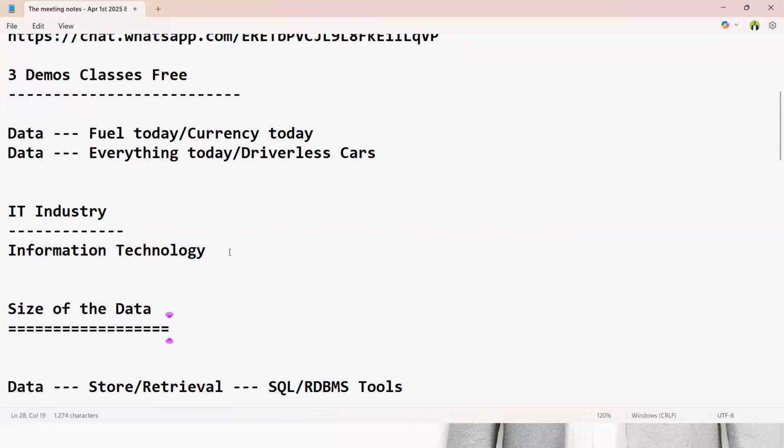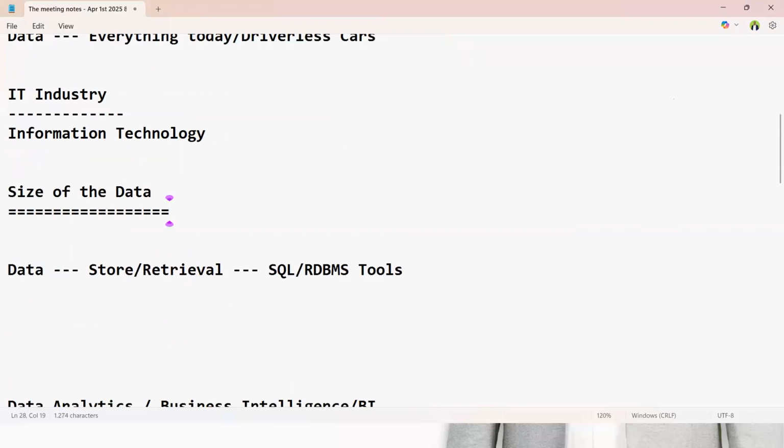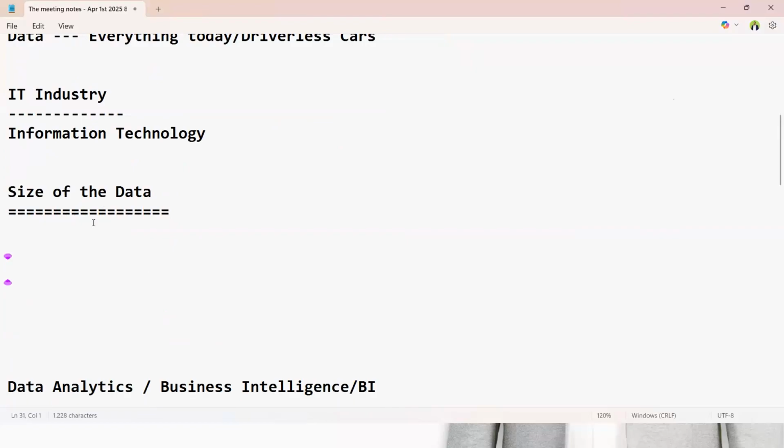Clear? So now let us understand a few more things. You are able to understand these things, right? Now it depends upon the size of the data. The data size may be a very, very small amount of data. Think about my company. Every month, I'll get 1,000 inquiries. That's it.